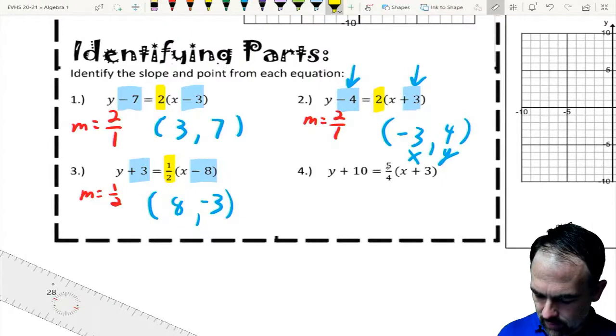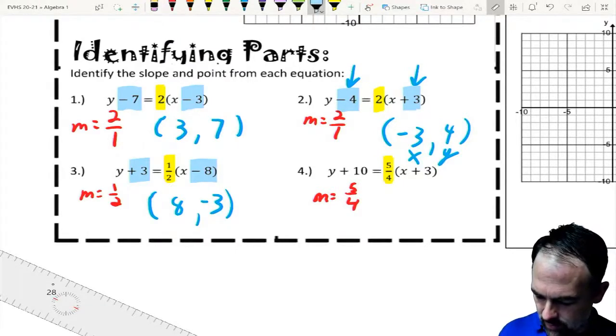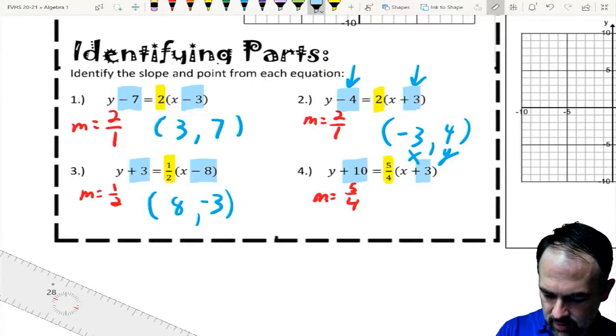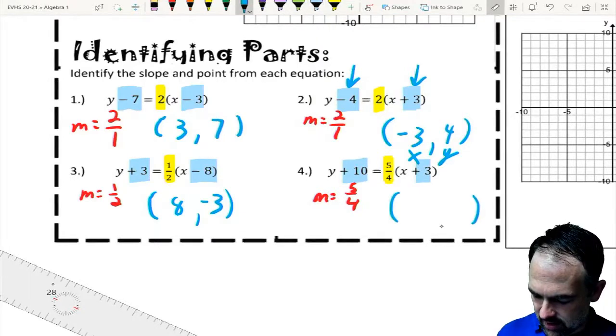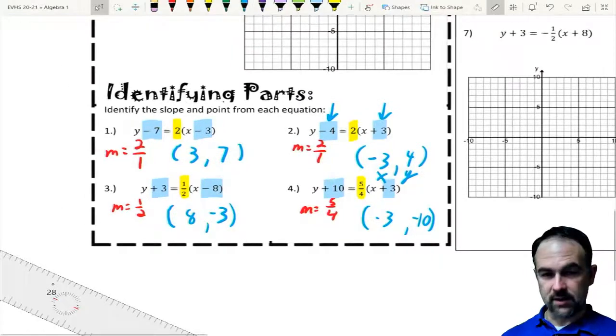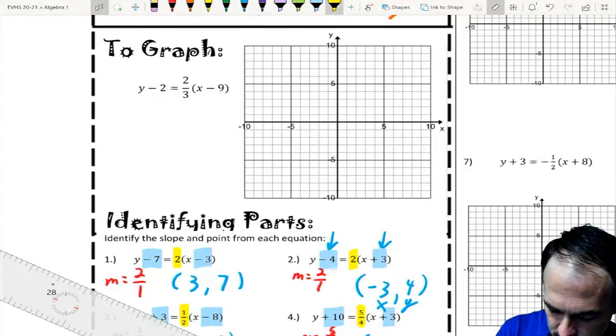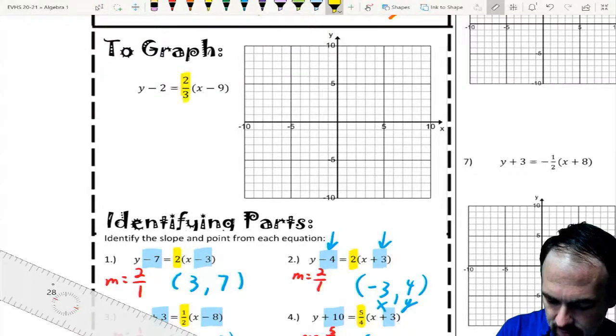Okay, here my slope is 5 over 4. And my point comes from this 3 and this 10. And again, remember, change the signs. X comes first with -3. Y comes second with -10. So identify your slope, identify your point, and then once you've done that, we'll show you how to get the graph taken care of.